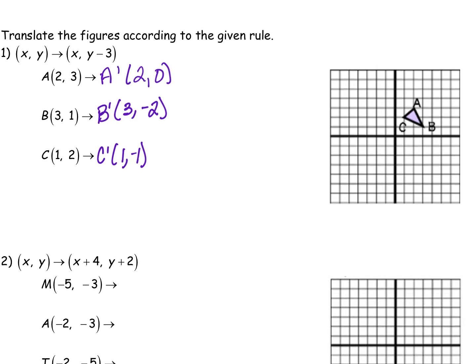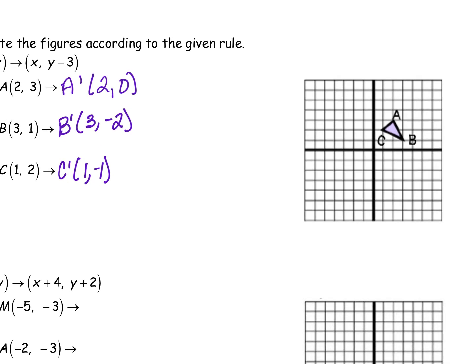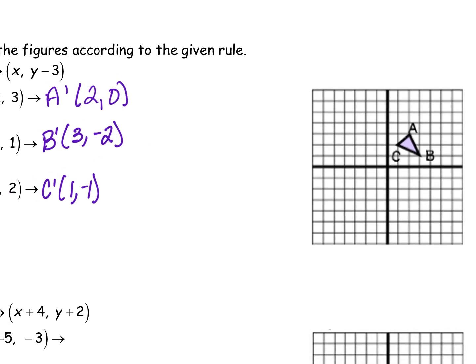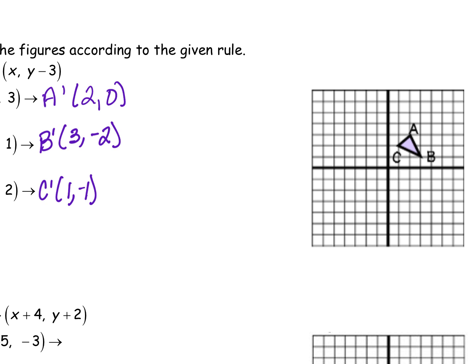I love graphing. This is where I'm going to ask you guys, where is A prime at? How do I find (2, 0) on my graph? It's okay if I go up this way. We can kind of see it. Where's (2, 0) on this graph? How do I get there?